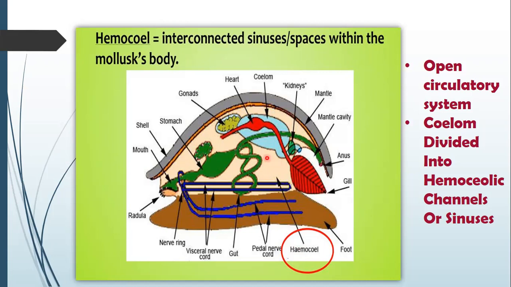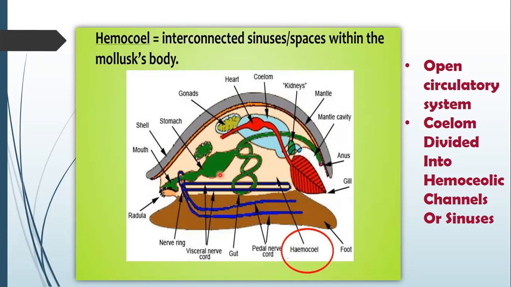The blood is not enclosed in blood vessels, and it moves freely throughout the cavities and sinuses. The cavities and sinuses are open spaces, the body cavity in patches. There is not a continuous coelom. The coelom is in the form of channels, hemocoelic channels, or sinuses. It can be around the heart, the gonads, the nephridia, and around the digestive system as well.